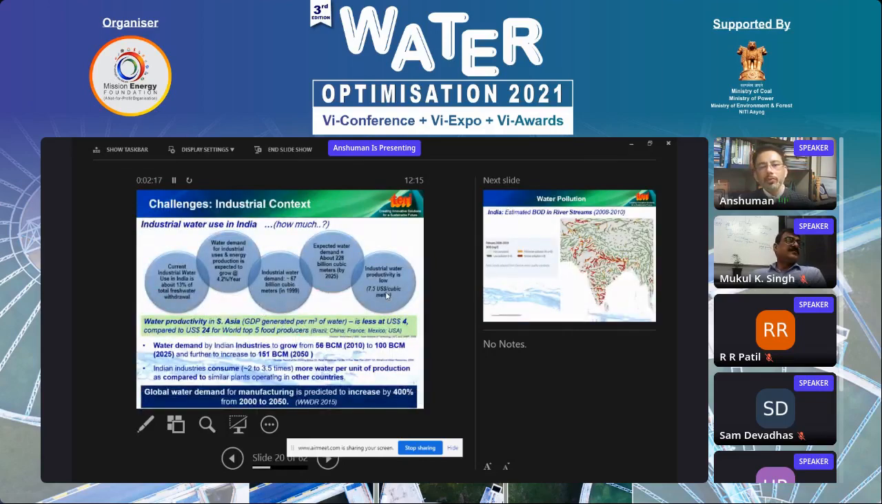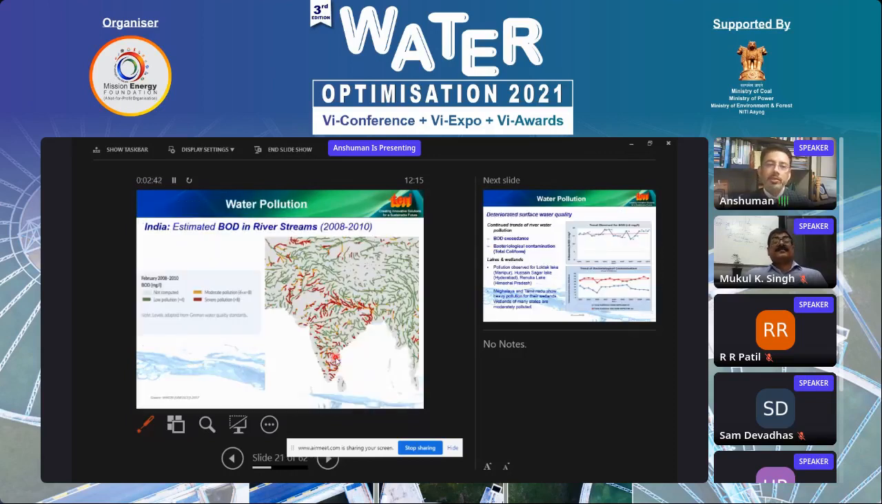Talking about industrial water use in general, there has already been a lot of increase in water demand over a period of time in the industrial sector. What we already know is that we still do not have very efficient water use in our industrial sector, and there is significant scope to improve water use efficiency in various sectors. Power plants, of course the largest consuming sector, have immense opportunity.